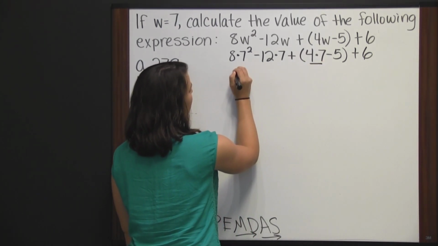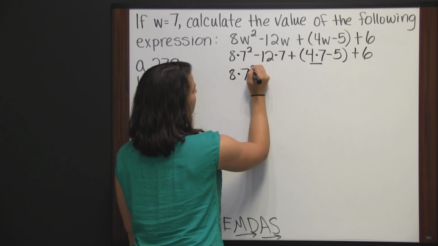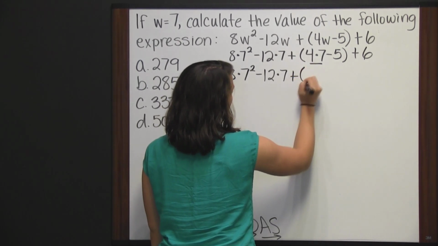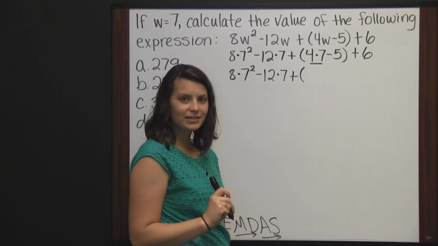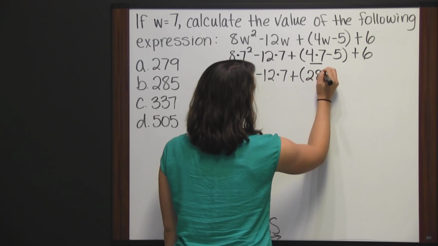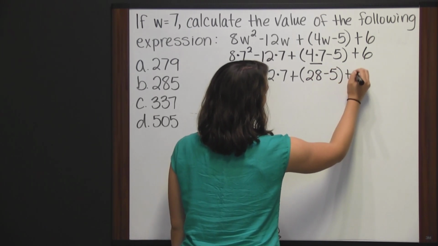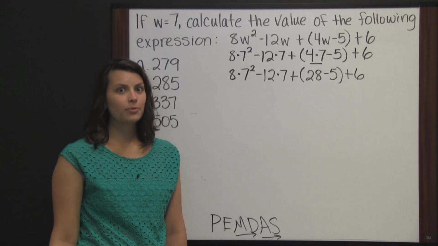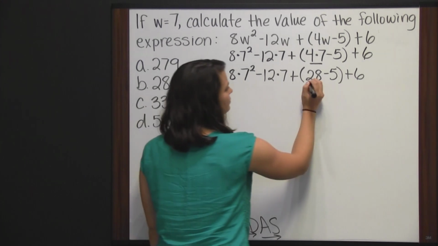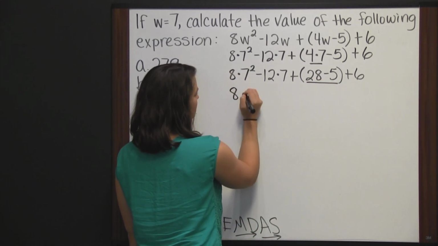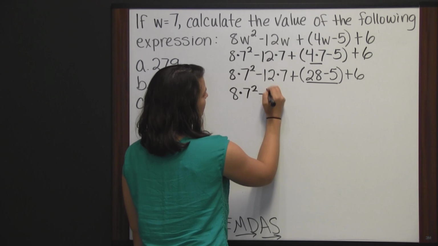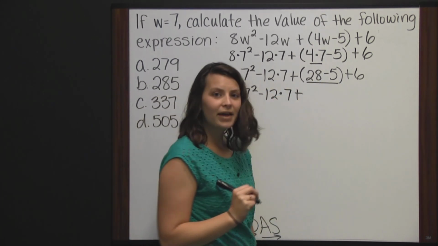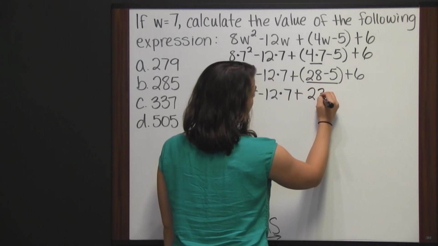So you'll just copy everything else. The 8 times 7 squared minus 12 times 7 plus, bring down the parentheses. Finally, we get to 4 times 7, 28, minus 5, and bring down the plus 6. So we haven't finished simplifying what's in our parentheses, and that's what we'll do now, 28 minus 5. So bring down the 8 times 7 squared minus 12 times 7 plus 28 minus 5 is 23 plus 6.